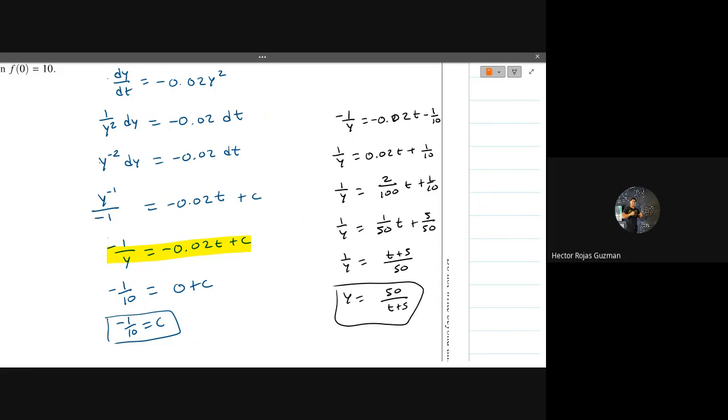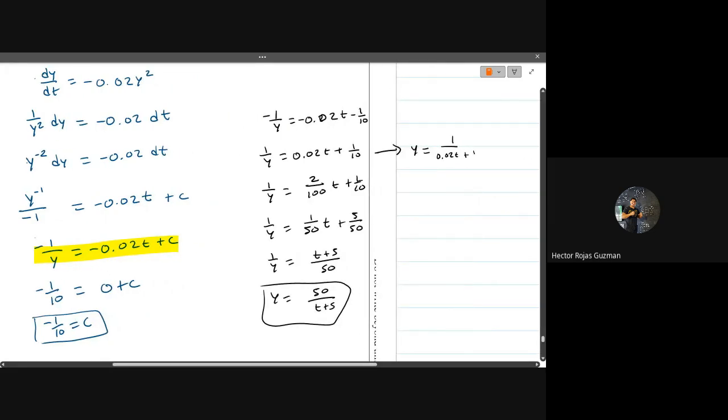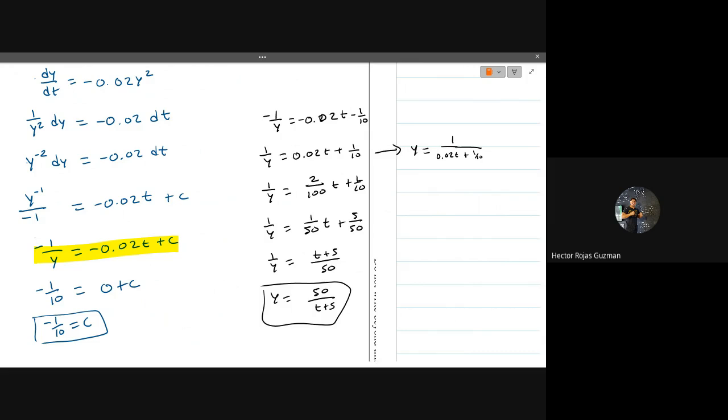Because if you try flipping the other line, it's going to get a little tricky, and I don't know if you'll do it correctly. Trying to flip this one, you should have gotten something like this. It would have been y equals 1 over 0.02 t plus 1 over 10. That's what it should have been. And I don't know if you guys are going to flip that part correctly. Okay.